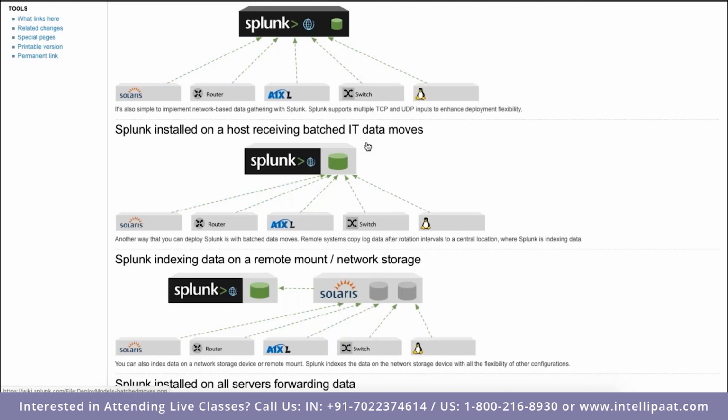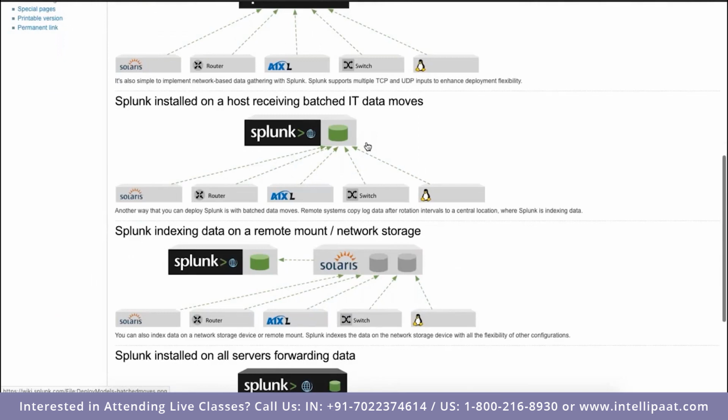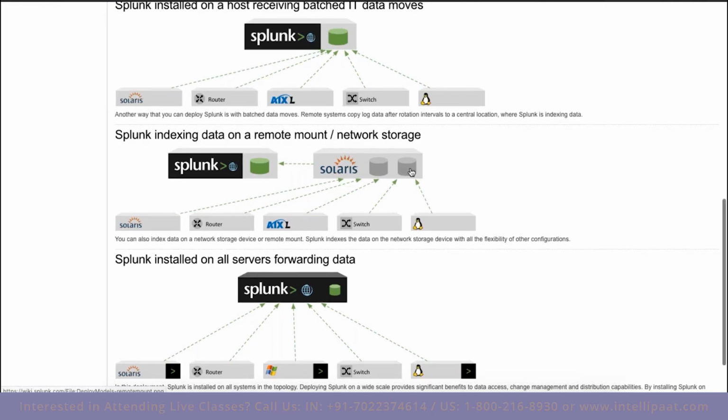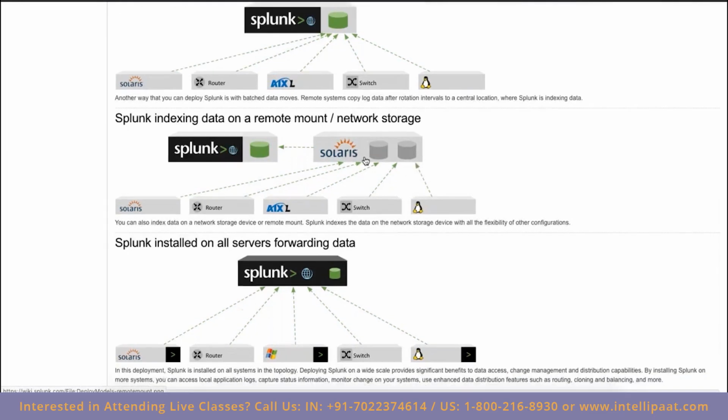That is another model. Next is a Splunk indexing model, where there is a middle box. Here they have shown it as Solaris. It may be Linux also, or AIX. It needs to be one kind of operating system where all your network hosts forward their respective logs into a particular common box, and that common box forwards it into Splunk. This is another model, right?